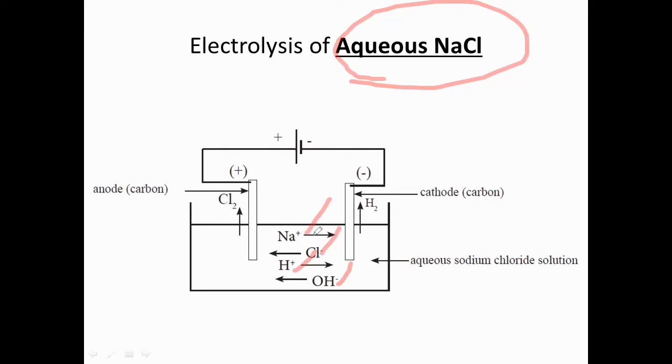Here the electrode which is connected to the positive terminal of the battery is known as the positive electrode, which means the anode. And the electrode which is connected to the negative terminal of the battery is known as the negative electrode, which is the cathode.